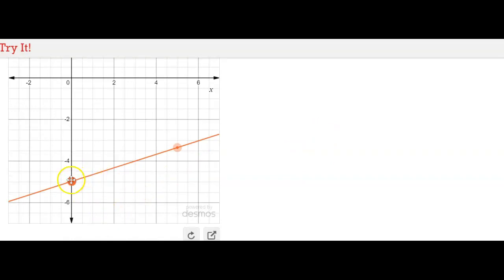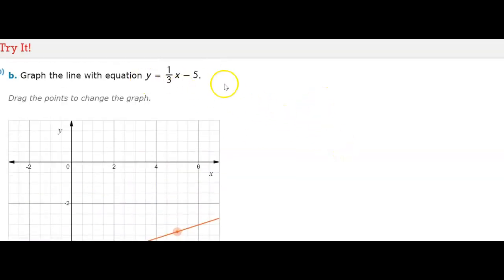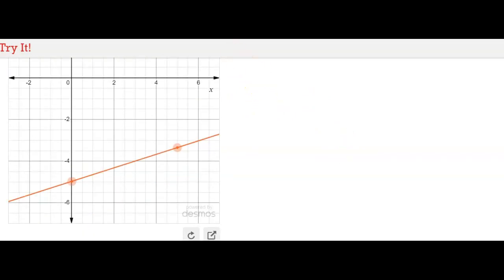So my y-intercept is the negative 5, and my rise is up 1 and over 3. 1, 2, and 3. So that's what your line should look like based on the equation given to us.